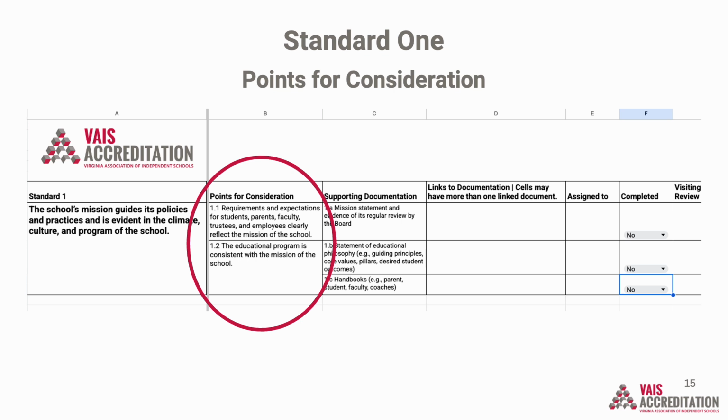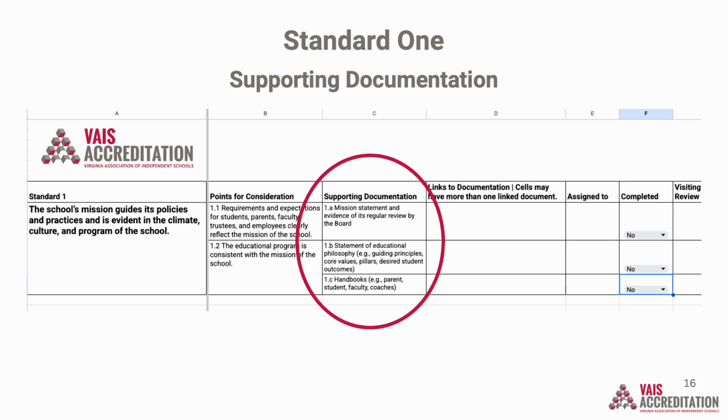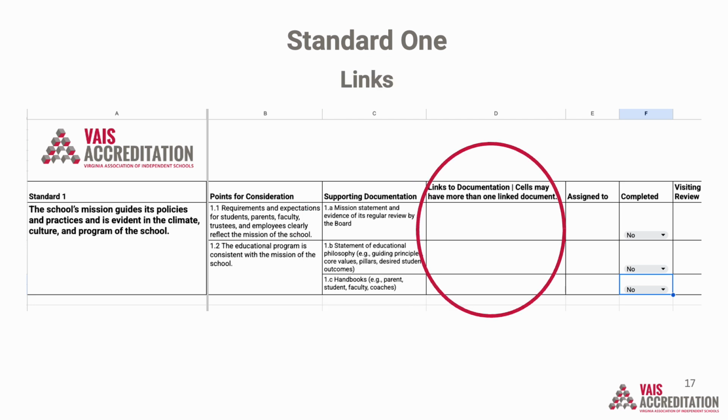Associated with each standard, these thought prompts allow the host school and visiting team to reflect on the meaning and purpose of the related standard and required documentation. The supporting documentation column lists the specific documents required as material evidence of adherence to the standard. Documents are named and linked in this column. Cells may have more than one linked document as needed.